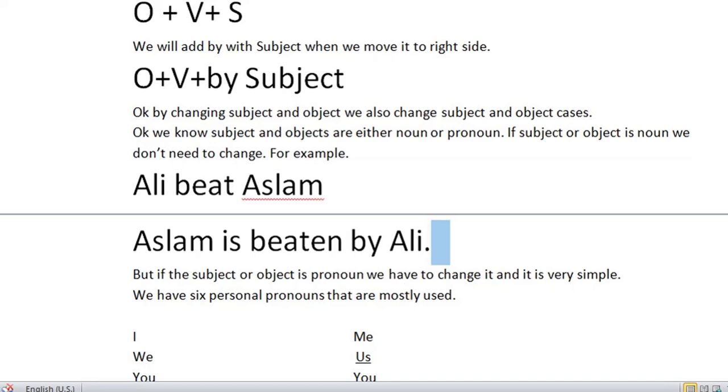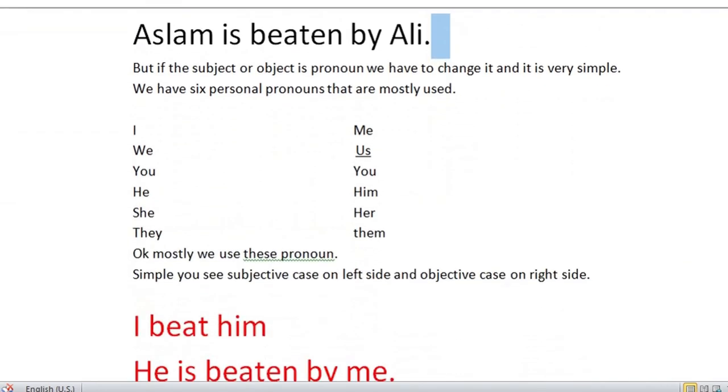It's very simple. Mostly we have 6 personal pronouns: I, we, you, he, she, they. This one is the subjective case and these are the objective case. This is the left side and this is the right side. When I is on the left side, we write it as I, and when we move it to the right side, it will become me. And if we have we on the left side, when we move it to the right side, it will become us. And similarly, us when it moves to the left side will become we. You will remain the same on both sides.